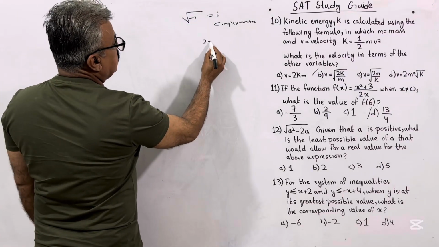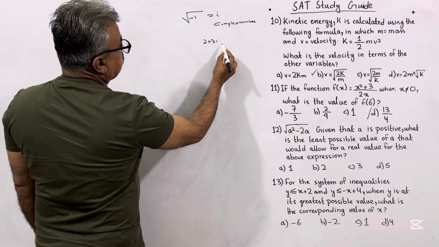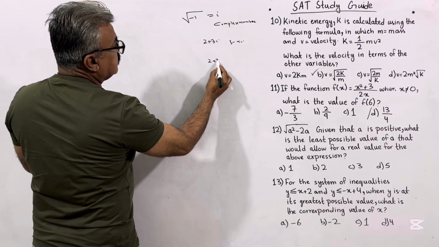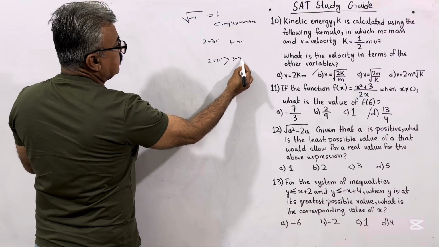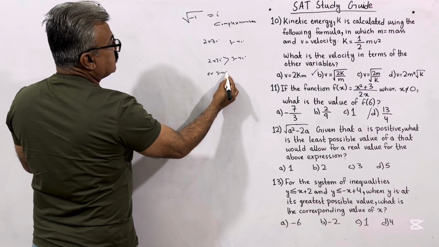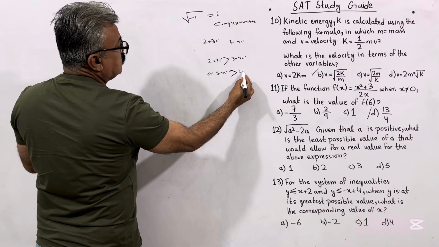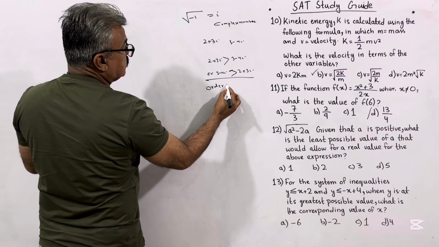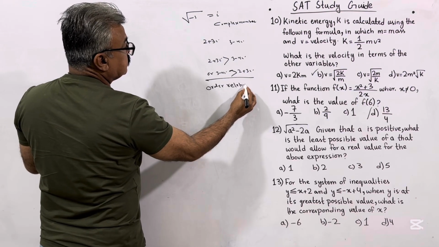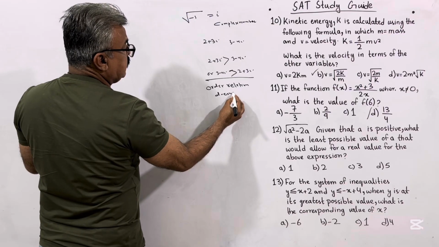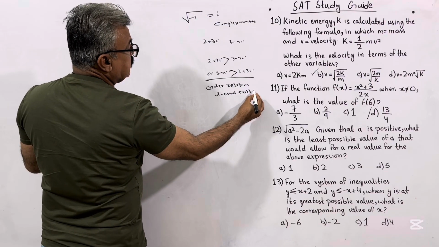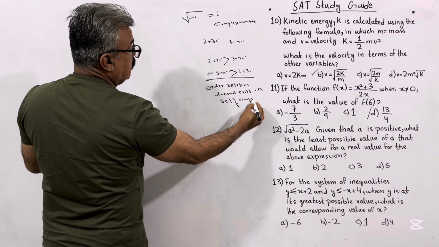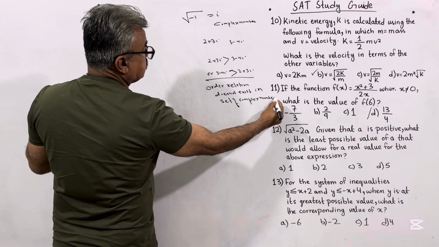What is the drawback of complex numbers? Suppose we are given 2 plus 3i, or 3 minus 4i. We are not in a position to decide whether 2 plus 3i is greater than 3 minus 4i, or 3 minus 4i is greater than 2 plus 3i. Order relation doesn't exist in the set of complex numbers.